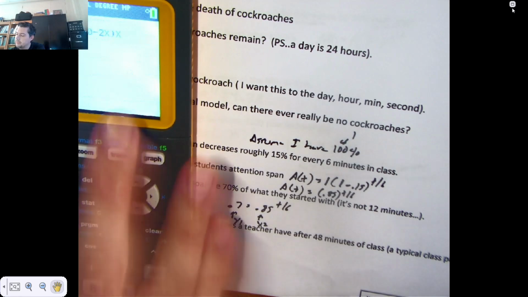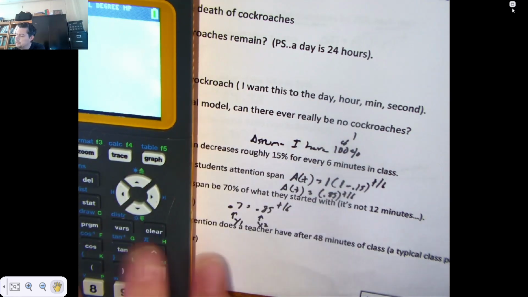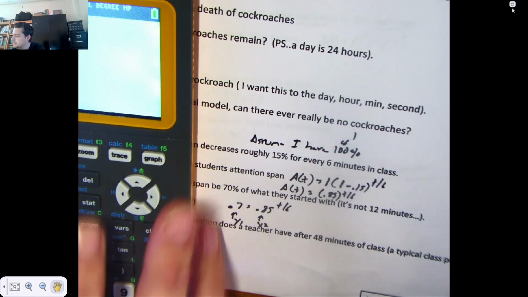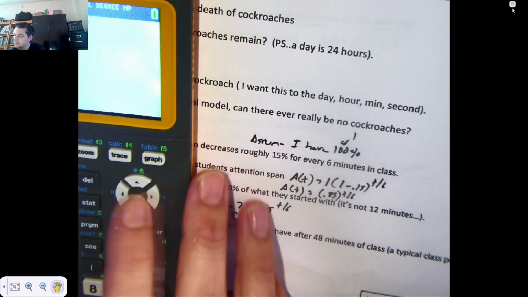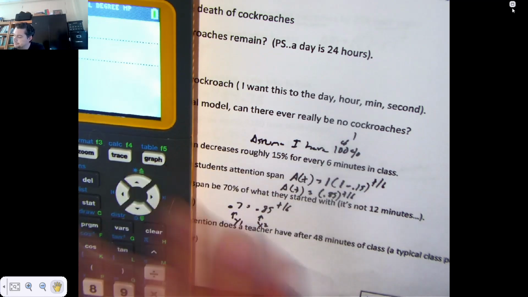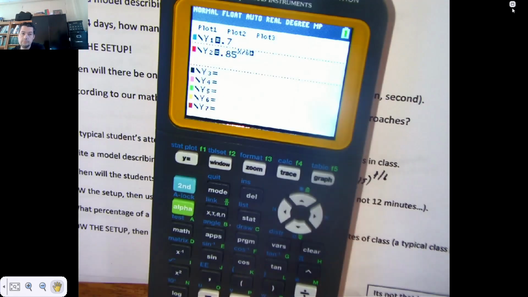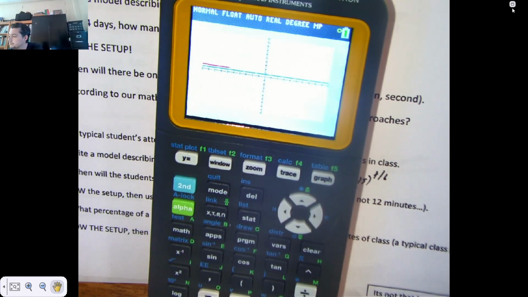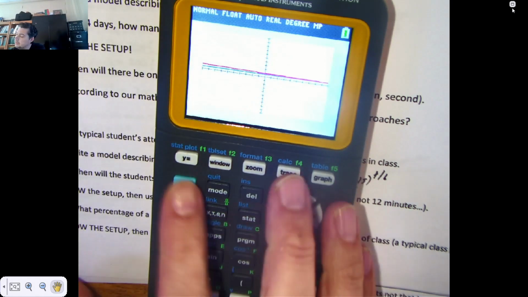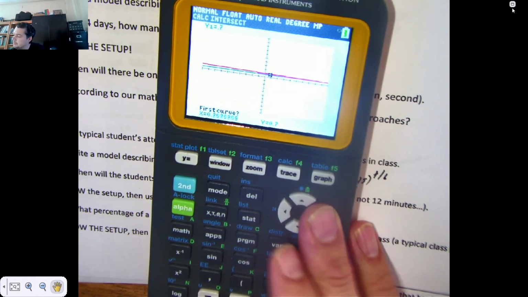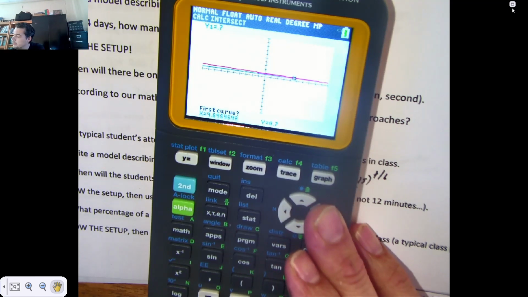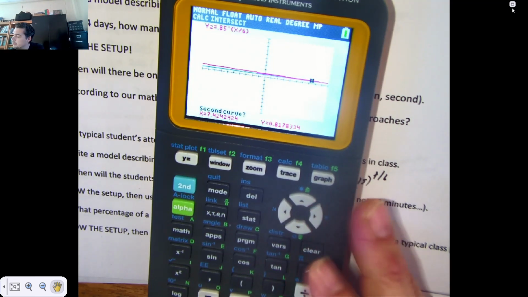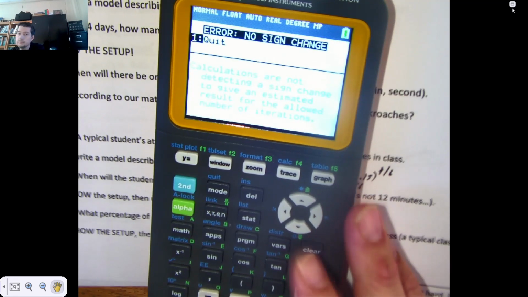And we'll just plug some stuff in. 0.7, 0.85, caret, sorry, forgot the x. My brain's on a different course. Now you can see what I typed. Zoom 6. And there's an intersection here somewhere. Second trace 5. Oh, nope. You hadn't seen it yet.